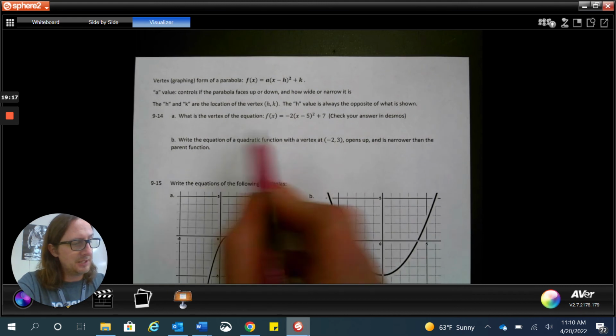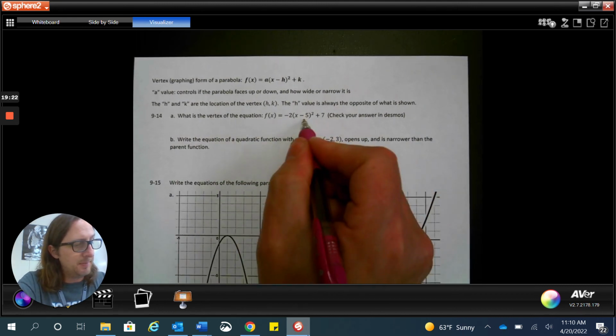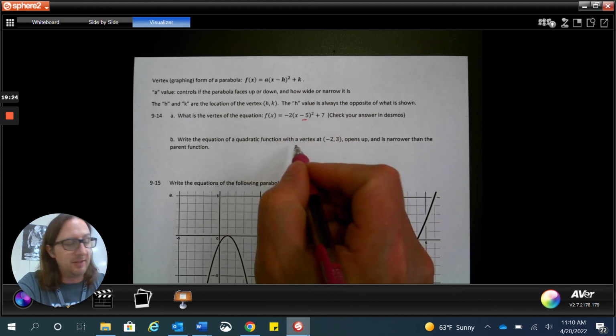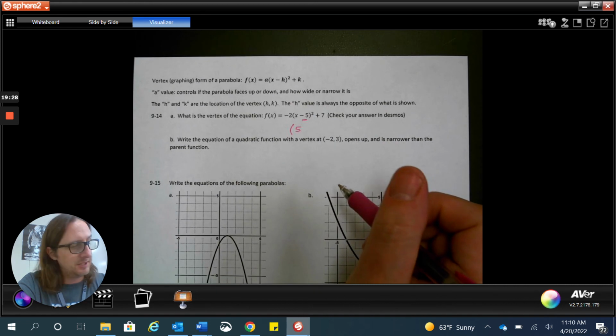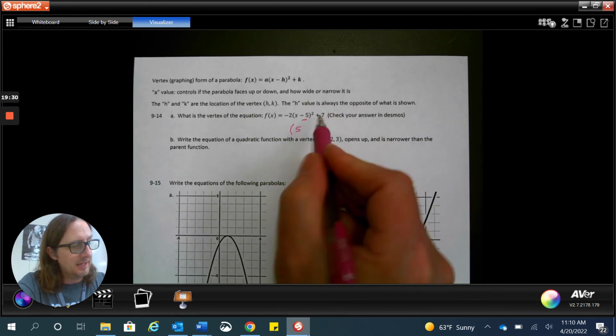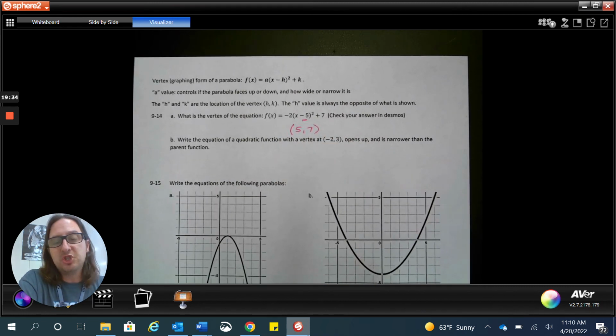So looking at this next one, what is the vertex of this equation? Well, this is my h, and I take the opposite of it. So 5 should be the x coordinate of my vertex because I'm going to take the opposite, and then plus 7. So (5, 7) would be my vertex. And we can check that answer in Desmos if we want just by plugging it in. We're not going to do that.